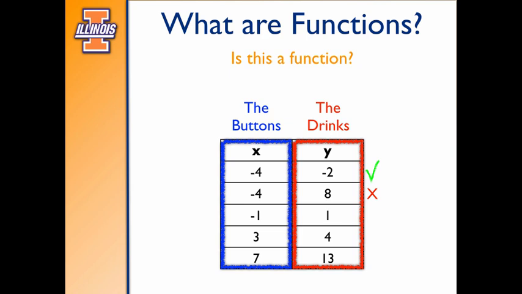And let's just double check the other buttons actually. So this machine, or this button here, -1 works. Button 3 also works. And button 7 also works. But because that one button was broken, this machine is broken and is not a function.